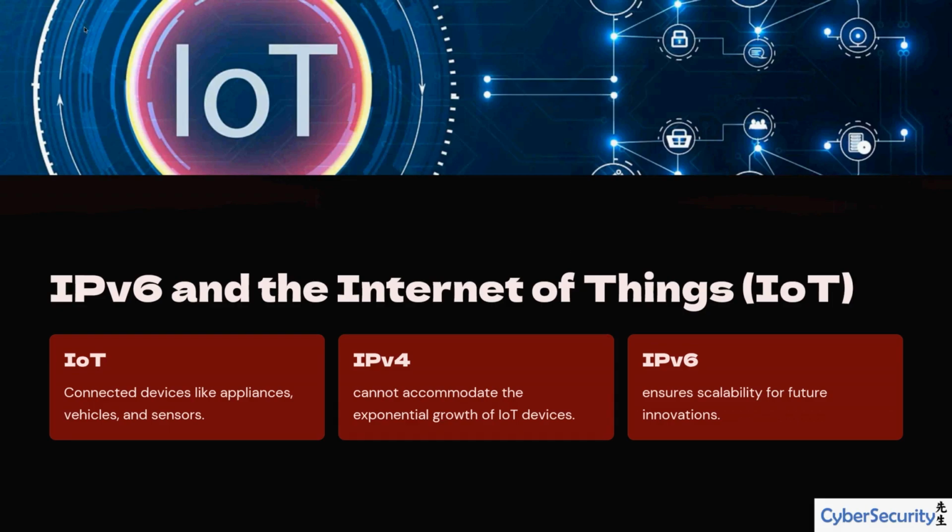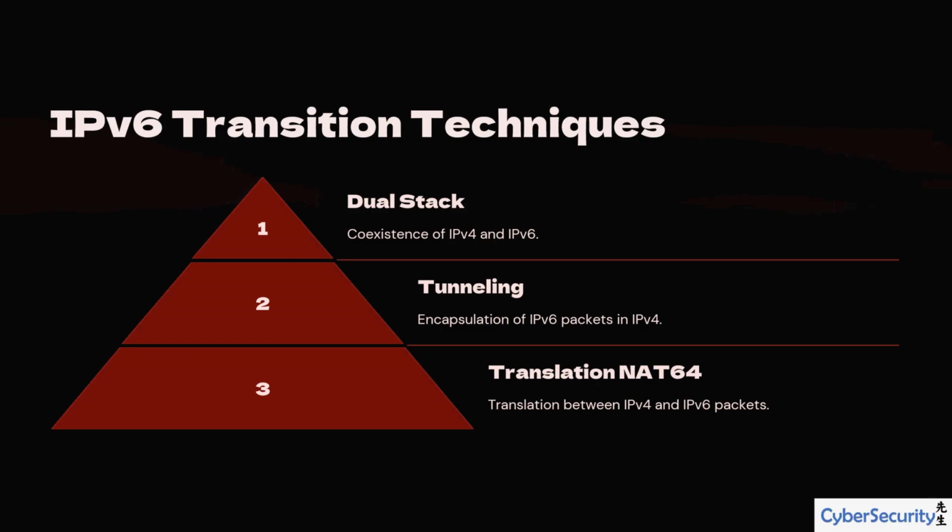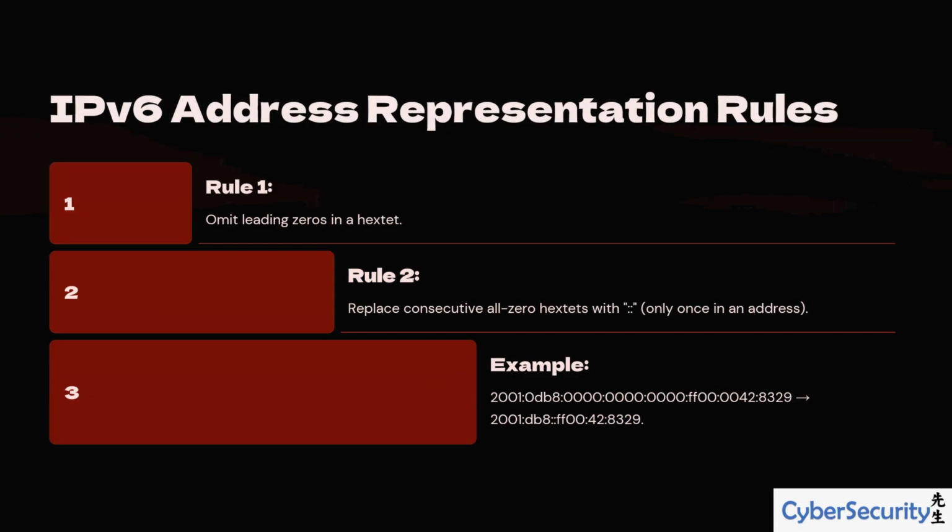Then transition techniques. Switching to IPv6 won't happen overnight, and we have these methods to help IPv4 and IPv6 coexist. First is dual stack. It's when devices use both protocols. Tunneling. It's when IPv6 packets travel inside IPv4 networks. And NAT64, it translates IPv6 and IPv4 packets.